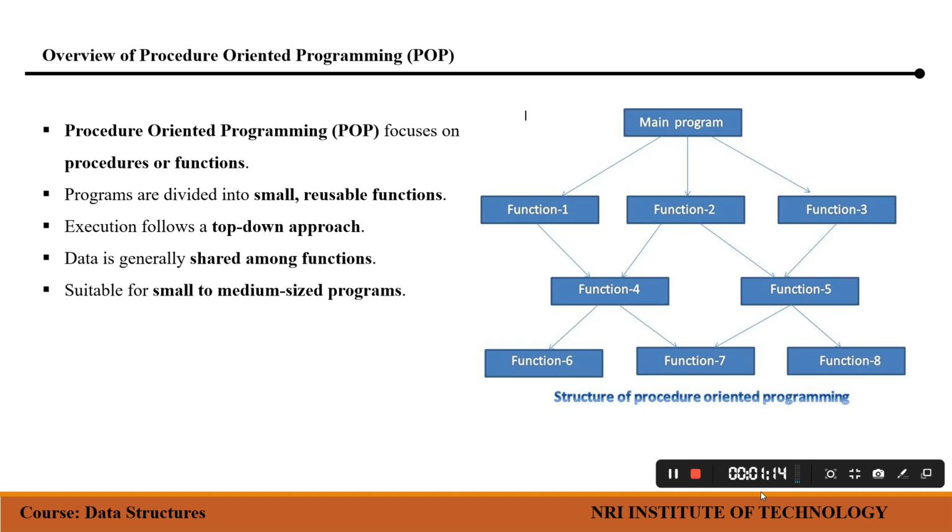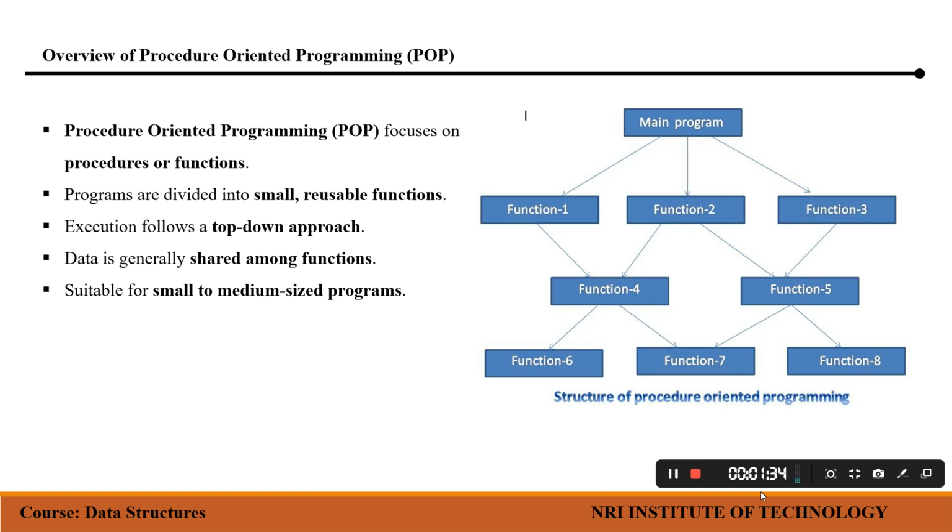So procedure-oriented programming paradigm focuses on procedures or functions, also called methods. Basically, a function is nothing but a self-contained block of code which is written to perform a specific task. That means to perform each and every task, we may write a function.